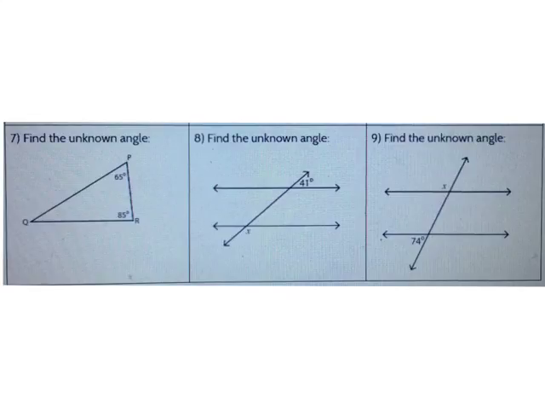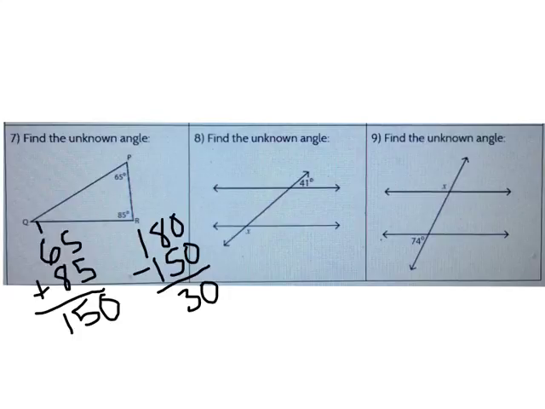Now you try one. In number 7, what is angle Q? Angle Q is 30 degrees. 65 plus 85 is 150. And 180 minus 150 is 30.